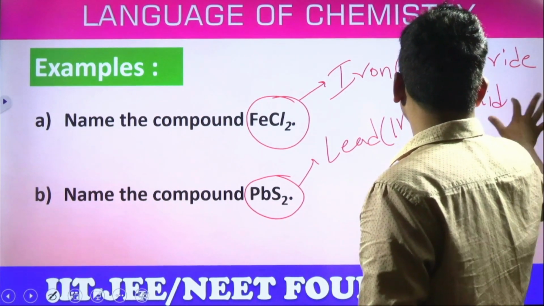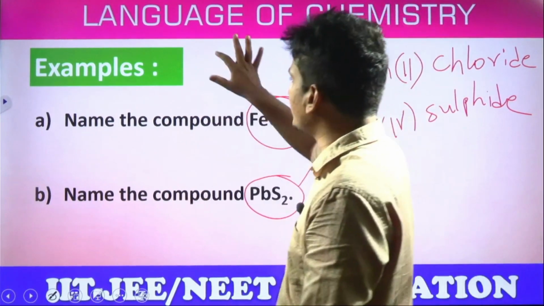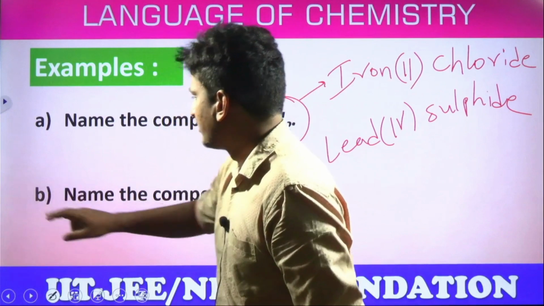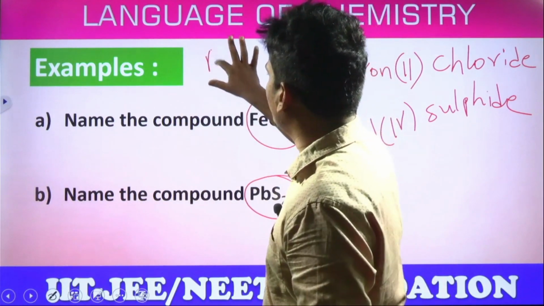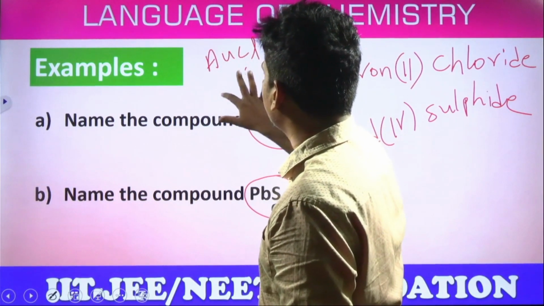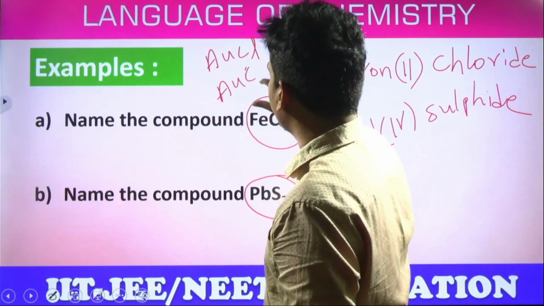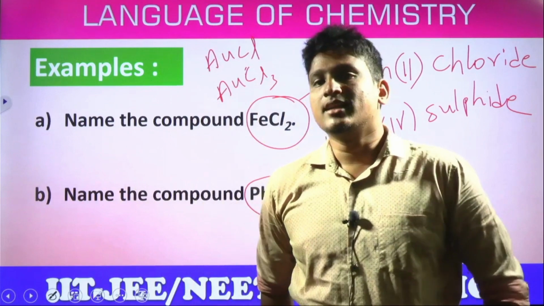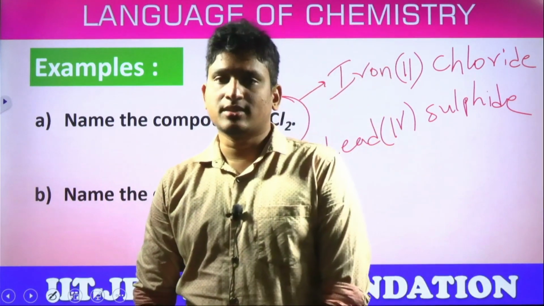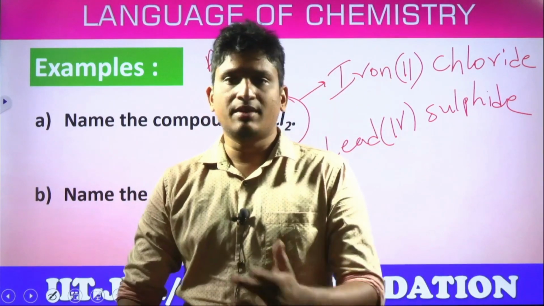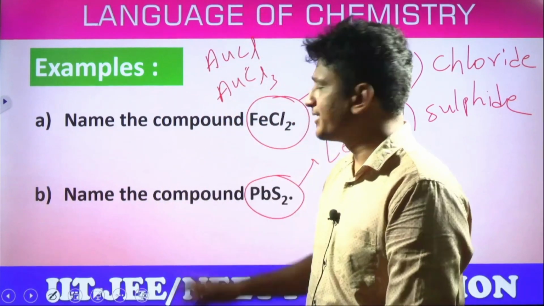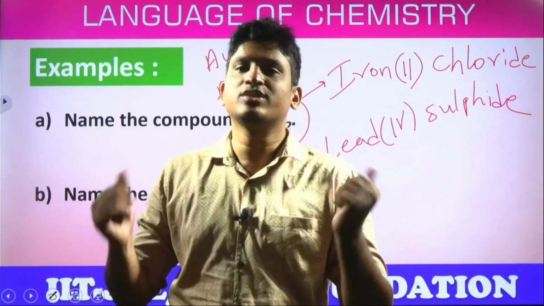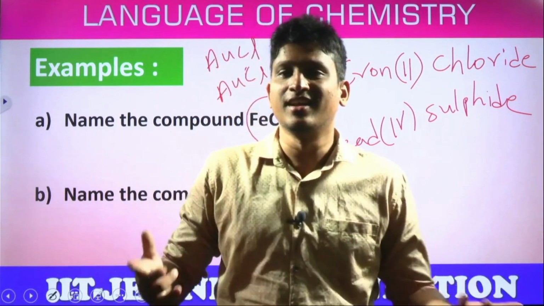These are the names. Can I give a few more examples? You just try. Second. AuCl, AuCl3. These are the two compounds. In both these compounds, the metal is gold and the non-metallic part is chlorine. Chlorine should end with chloride, that is common. But here, simply can we say gold chloride? If you are saying gold chloride, which gold chloride are you talking about? Is it AuCl or AuCl3?